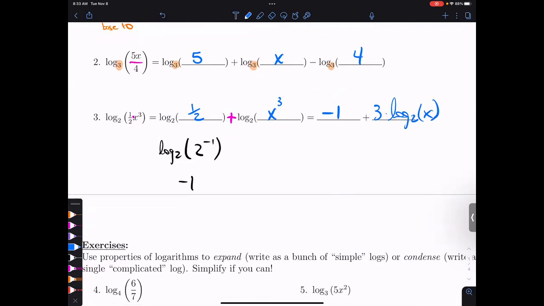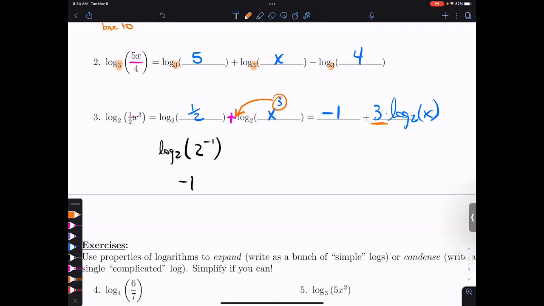Now, I don't know what x is. X doesn't mean anything here. It's just a stand-in, just a parameter. But I can take that 3 and bring it down. That's that.